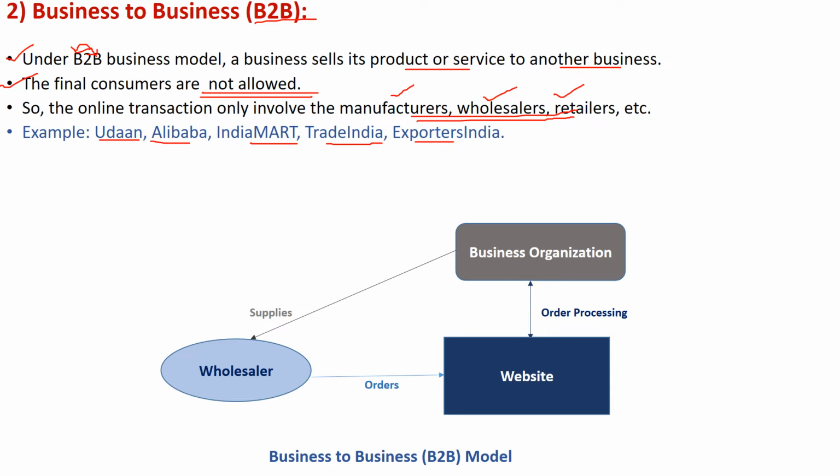If we look at the diagrammatical representation of the business to business model, that is the B2B model, here we can clearly see that the business or the wholesalers are placing an order on the website, and the website is processing the order and placing the order to the business organization. Then the business organization supplies their goods to the wholesalers. So they are not supplying to the final consumer. Instead of that, they are supplying their goods to the wholesaler. So it is called the B2B model, and Alibaba is one of the leading B2B model examples.